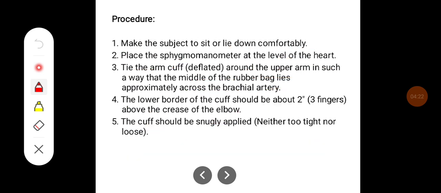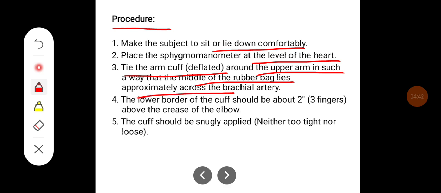Then coming to the procedure, make the subject sit or lie down comfortably. Place the sphygmomanometer at the level of the heart, it's mandatory. Then tie the arm cuff, the deflated one, around the upper arm in such a way that the middle of the rubber bag lies approximately across the brachial artery. The lower border of the cuff should be about 2 inches above the crease of the elbow. The cuff should be snugly applied, neither too tight nor too loose.